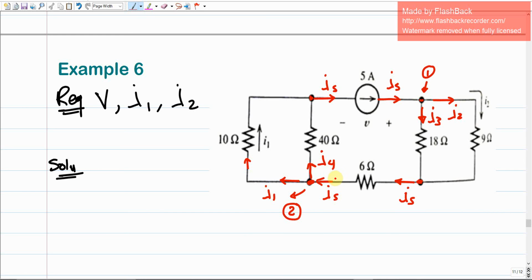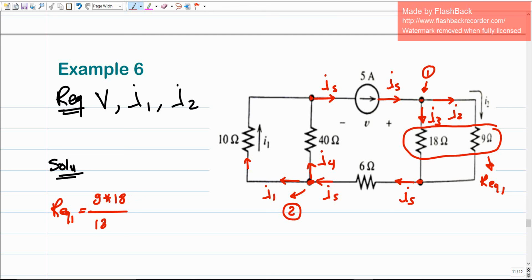From this distribution of the current, we realize that the 9 and the 18 ohms resistances are parallel, since the total current has been divided over them. So we're going to combine these two into an equivalent resistance, R equivalent 1. How much is R equivalent 1? These are two parallel resistances, so it's their multiplication divided by their sum: 9 times 18 divided by 18 plus 9, which gives us 6 ohms. This is R equivalent 1.